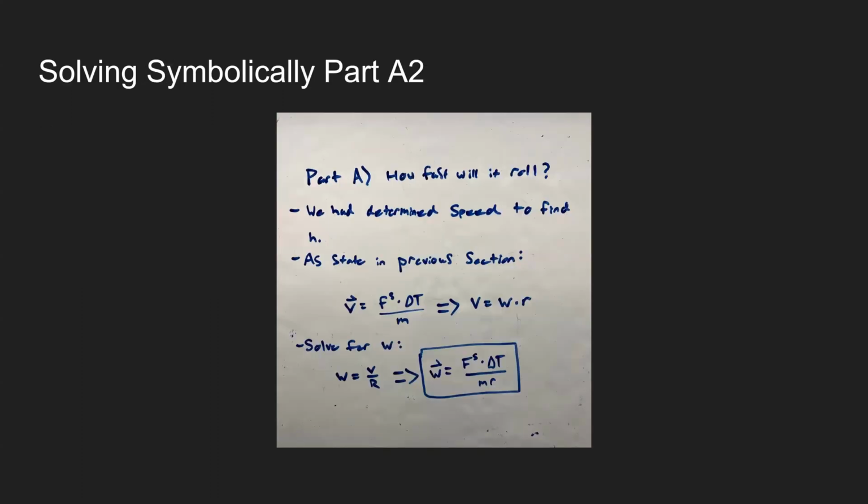All right, moving on to part A2, where we solve for how fast this ball will roll. What is nice about this is that we have already solved the first part of this problem, where we used the speed formula v equals strike force multiplied by the change in time all over m, and we used that to find the height previously. Since we are looking for angular velocity now, we can write v equals angular velocity multiplied by radius. Putting everything in terms of omega, omega equals strike force times delta t over mass times radius. And that is our angular velocity formula.